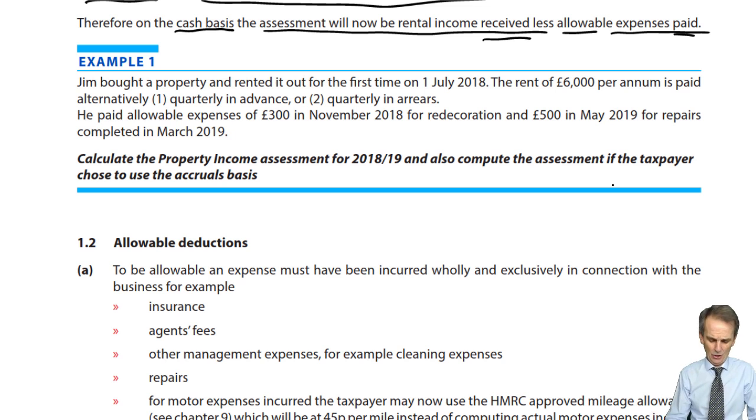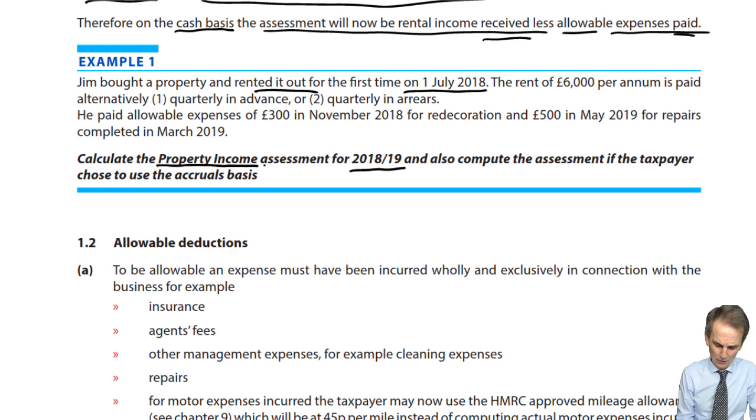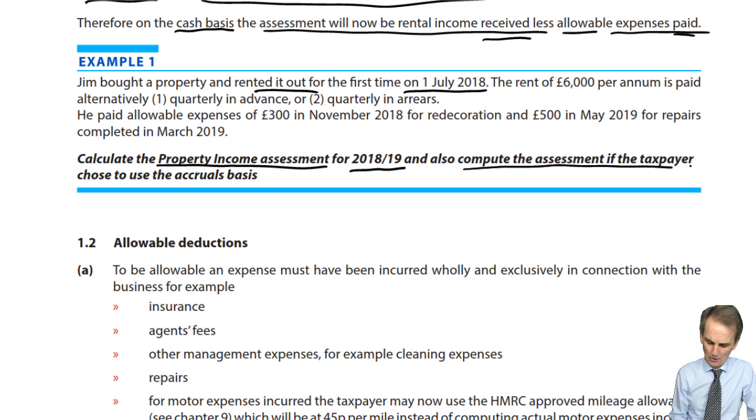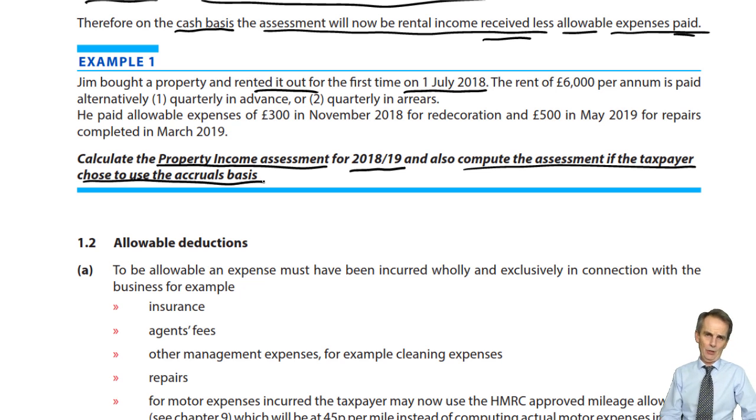And that's what we have here with example 1. Jim bought a property and rented it out for the first time on the 1st of July 18. So remember, we're dealing with the 18/19 tax year. And of course, again, the requirement is to compute the property income assessment for this year and also compute the assessment if the taxpayer chose to use, as is still their right, the accruals basis. Now, unless you were given that information about using the accruals basis, we will assume indeed that the cash basis now will apply.